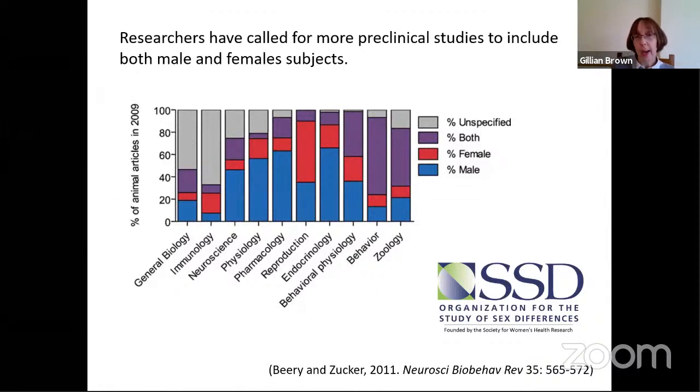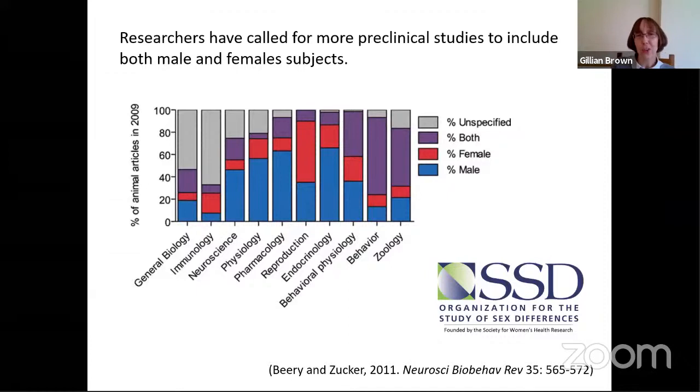There are other fields where there's a better distribution, so behavior and zoology across the right, you're much more likely to see studies involving both male and female subjects. Immunology in particular, I think, is a field where there needs to be increased reporting of whether subjects are male and female. And there's actually an organization for the study of sex differences here, which is set up in the United States, which particularly focuses on the idea that studies of not just neuroscience, but all different physiological systems around the body would benefit from including male and female subjects.